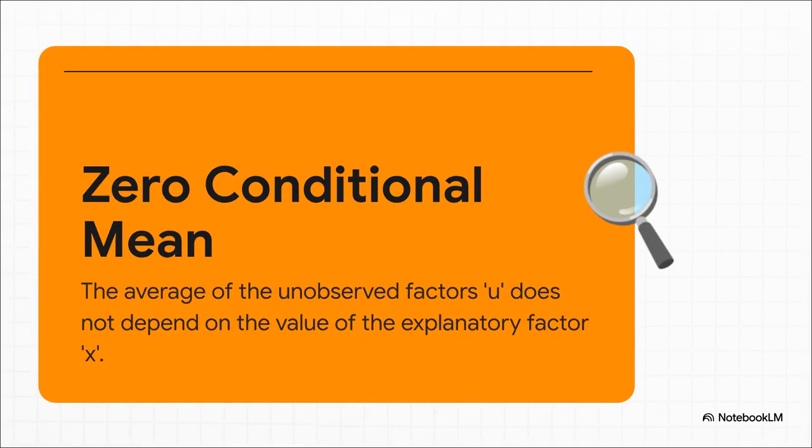So, for us to say our beta 1 number is a real causal effect, there's one massive rule we have to follow. It has a fancy name, the zero conditional mean assumption, but the idea is simple. It means our main suspect X cannot be secretly in cahoots with all that other stuff we shoved into the U error term. They have to be completely unrelated, on average.